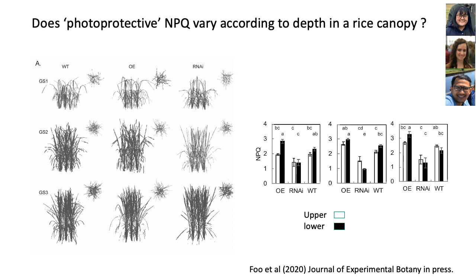We used rice plants which overexpressed the gene PSBS to increase NPQ levels, and we also used the RNAi lines which had lower PSBS and lower NPQ levels in leaves. The figure on the right hand side, from left to right, shows growth stage 1 to 3, and we can see it verifies the higher NPQ in the overexpressors compared to the wild type and the RNAi lines.